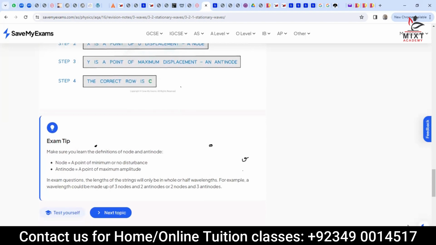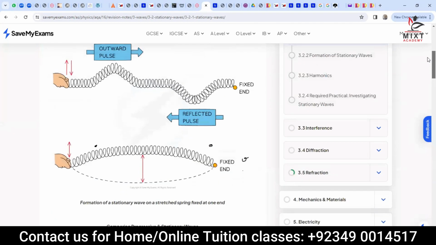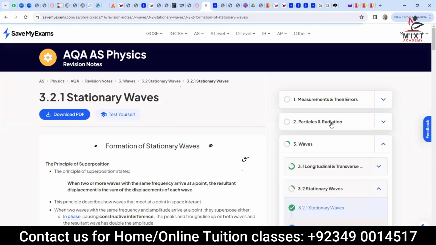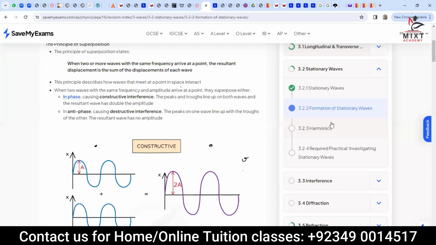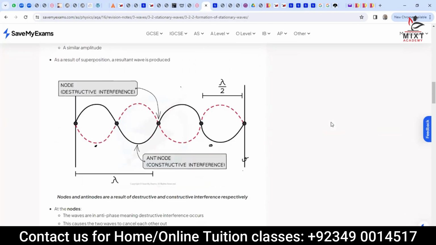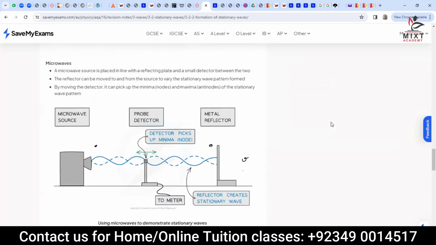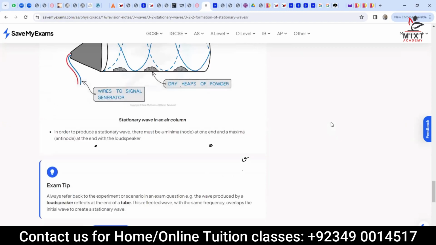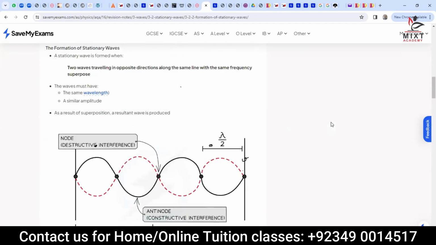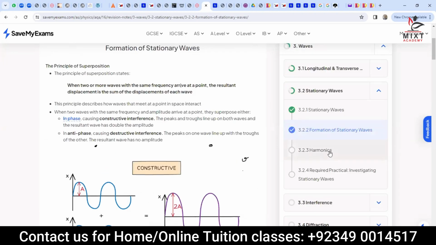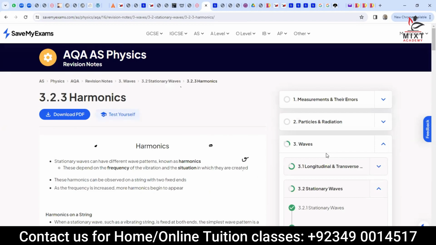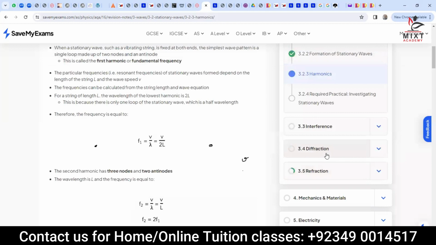Okay. Again, in the end, what nodes are: a point of minimum disturbance, and antinodes are points of maximum amplitude. Now there is a small derivation, I think, in the next topic, the formation of, let me just check it out. Is that the one? Okay. This is the formation topic. It's not that. Okay, it's in there, harmonics. Yes, this is the one.